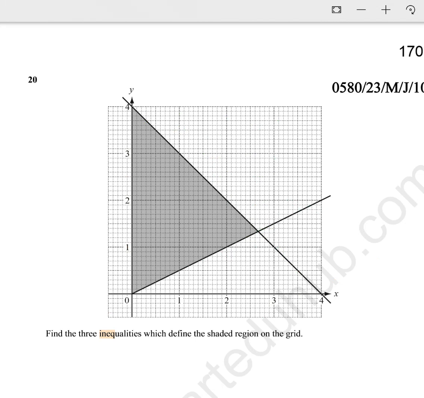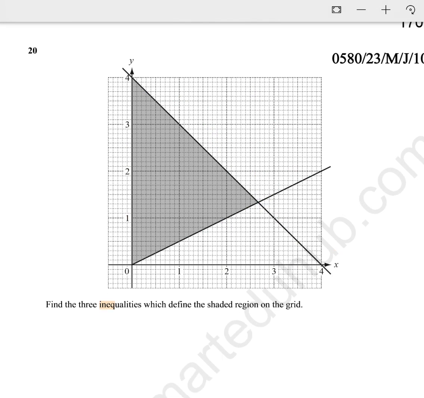Now this question here has been taken from May June 2010, paper 2-3, and this is question number 20. It says find the 3 inequalities which define the shaded region on the grid. Now see, here the answer region is the shaded region. Find the 3 inequalities which define the shaded region. Okay, so now we need to see one common overlapping region for all the 3 lines after shading.